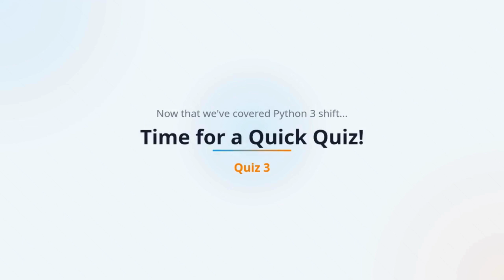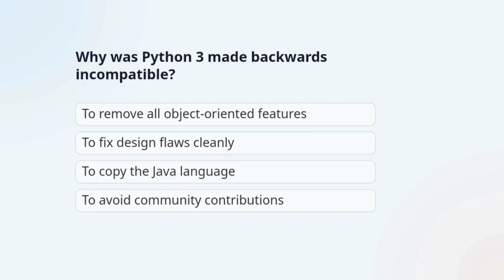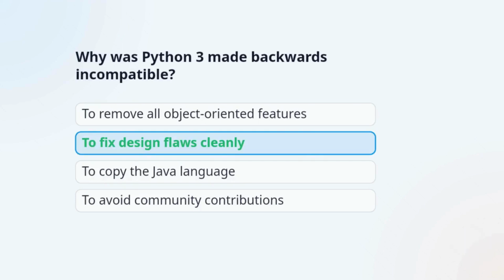Now that we've covered the Python 3 shift, let's test what we've learned so far. Here's quiz number 3. See if you can get it right. Question 1. Why was Python 3 made backwards incompatible? The correct answer is to fix design flaws cleanly. Python 3 introduced breaking changes because some core design issues could not be corrected while staying fully compatible with Python 2.